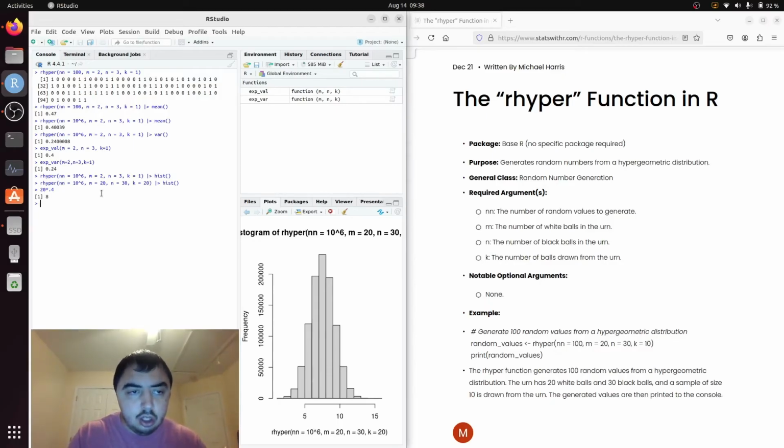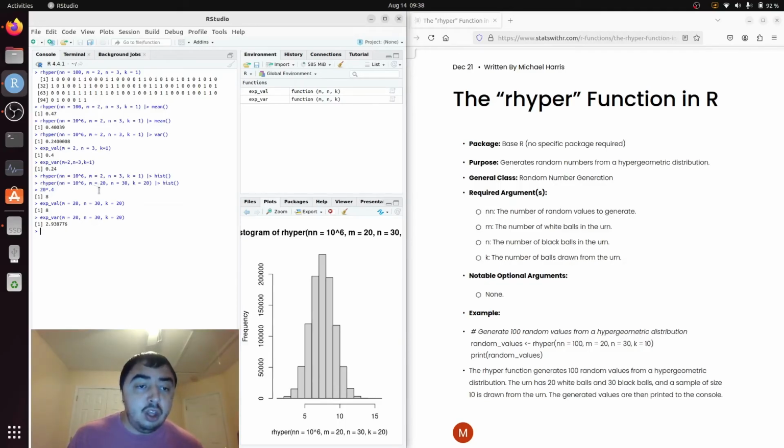Okay. Let's take that. So expected value, m equal 20, n equal 30 and k equal 20. Yep, expected value will be 8. And the expected variance, I'm going to work smarter, not harder here, would be about 3.